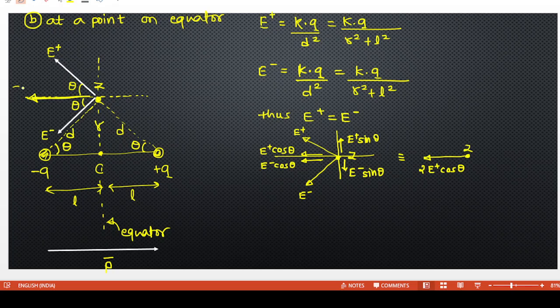This E plus and E minus will add and will give you the net electric field at a point on the equator. Write down. Therefore, net electric field at a point on the equator is 2 times E plus cos theta. And now you already know what is the value of E plus. Put the value of E plus and put the value of cos theta. You will get the final answer.